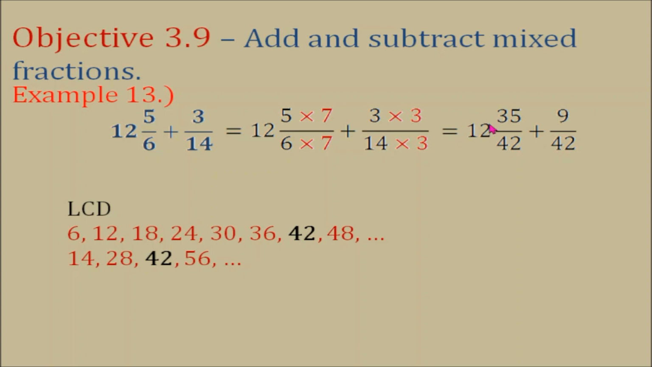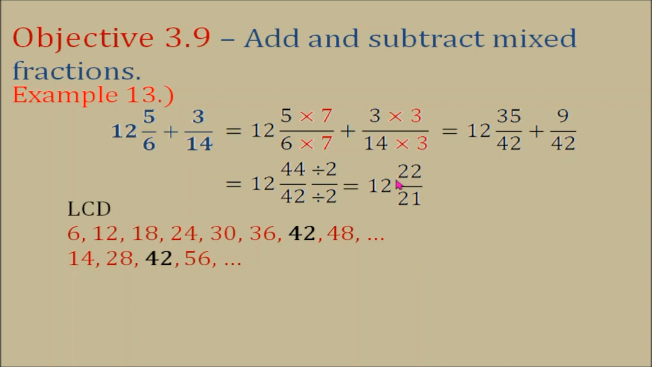So we only have one whole number here. We can just copy it down, so it becomes 12 and 44 over 42. So 44 because 35 plus 9 is 44. Now we can simplify 44 over 42 by dividing both the numerator and the denominator by 2. So we have 12 and 22 over 21.